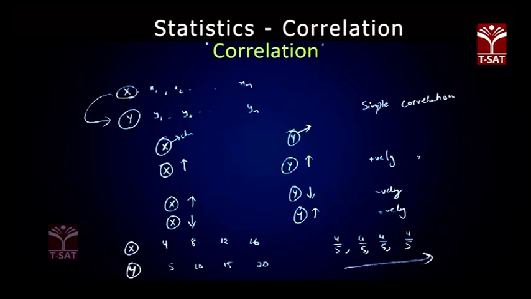If this kind of relation is there between x and y, then we say that x and y are linearly correlated. Now without this constant proportion, if x and y are both increasing, then we can say that they are non-linearly correlated.